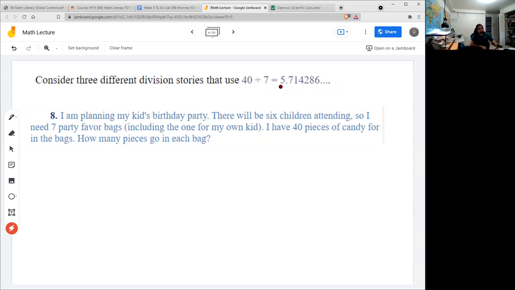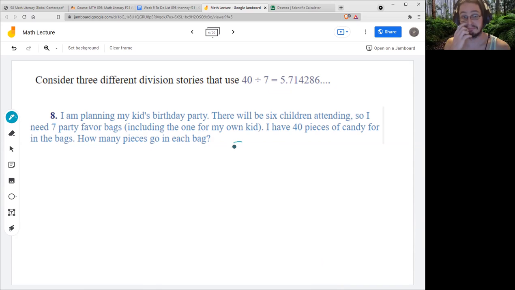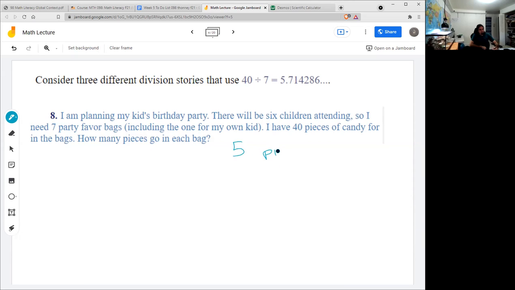Am I going to put 5.714286 pieces of candy in each bag? No. Somebody tell me what I'm going to do. Put 5 pieces. I'm going to put 5 pieces. That's going to use 5 times 7 is 35 pieces of candy, and then I, as the grown-up, eat all the rest. So in this case, the situation tells me how to round. The whole number matters. The decimal point is not really there.